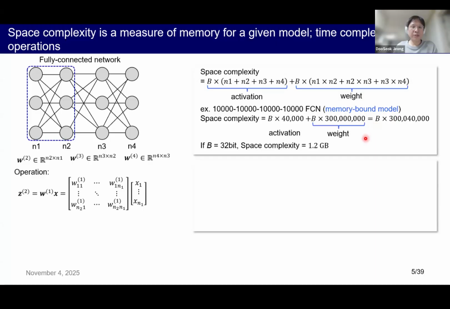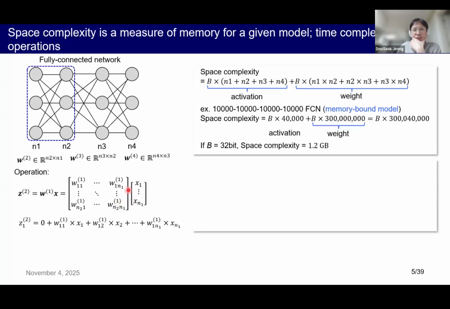So what about the operation? The main operation is the multiplication of a matrix and a vector. If you don't think about a batch, let me talk about just a single-batch operation. You have a weight matrix for the first layer, which is N2 by N1, and you have X, which is the input to the network, a vector, like this.